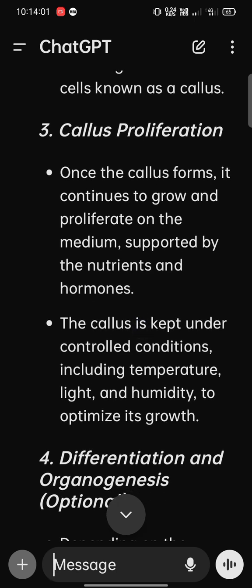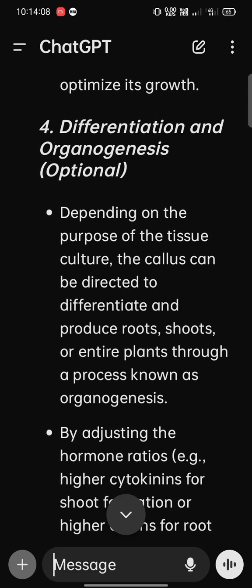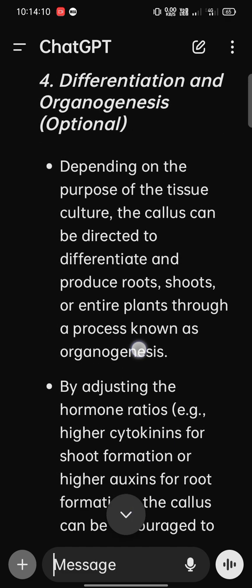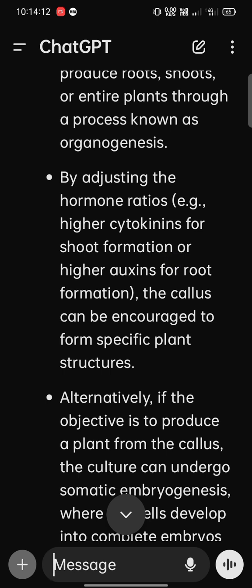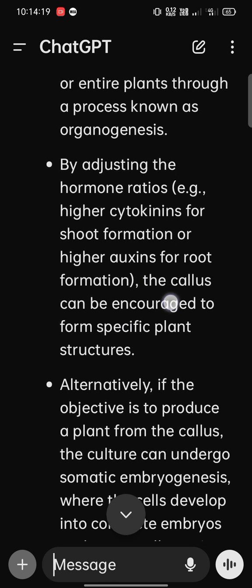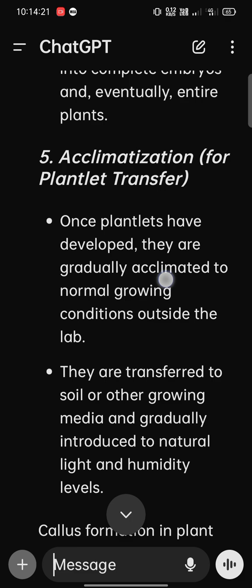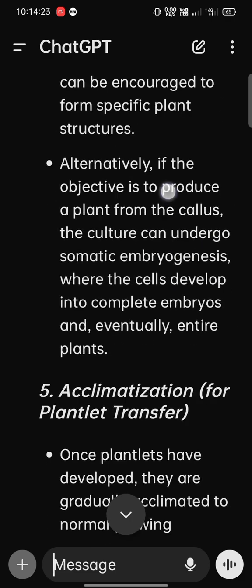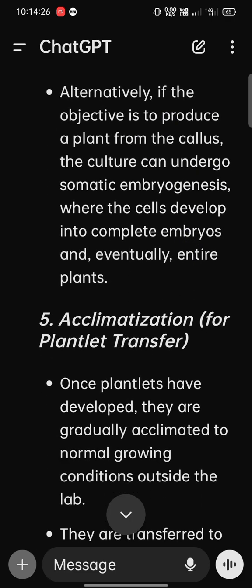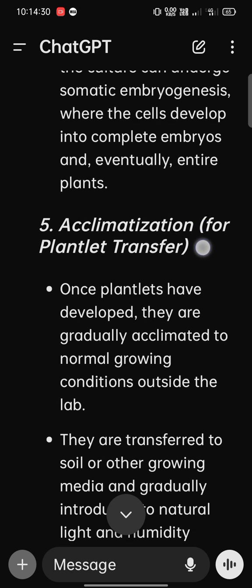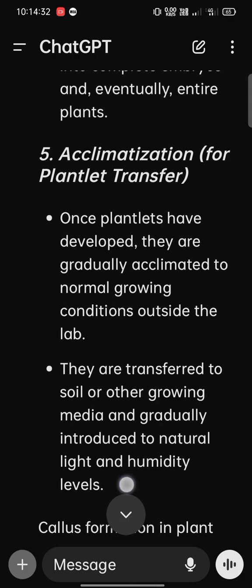How will callus proliferation happen? Once the callus forms, it continues to grow and proliferate in a medium. Then comes differentiation and organogenesis, by adjusting the hormone ratio: higher cytokinin for shoot formation, higher auxin for root formation. Then we have formed some roots. Somatic embryogenesis, this is the long question I have written today. Then acclimatization, which I will explain ahead.